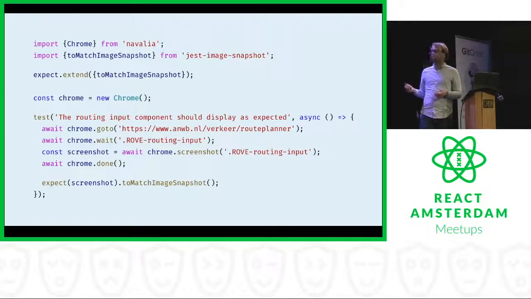This is an example of Navalia. Navalia uses headless Chrome to test your application or your web page, actually. And what we're doing here in this function is we use a library called jest-image-snapshot, which does probably what you think it does. You can tell Chrome to go to your web page, to wait for a certain element to appear. You can have it take a screenshot, and after that you can check if that screenshot matches the previous screenshot.